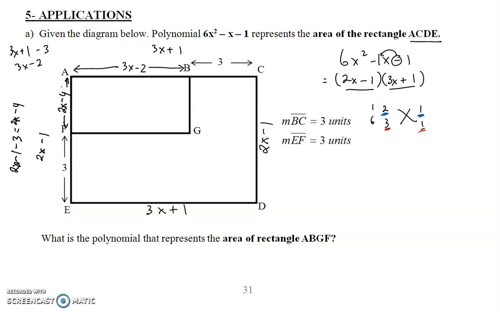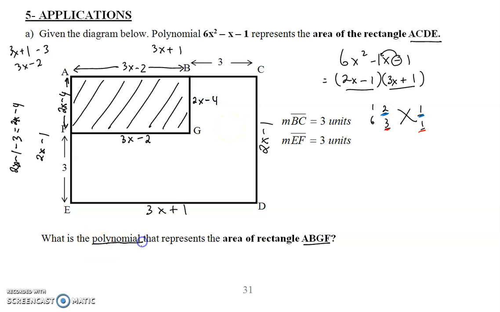Hope the sideways is not bothering you too much. It's kind of weird. I just went ahead to find out those lengths without looking at what the next portion of the question asks. It says, what is the polynomial that represents the area of rectangle ABGF? Well, ABGF is this shaded area right here. And the dimensions, length and width, are going to be 3x minus 2, just like on the top, and 2x minus 4, just like on the left side.